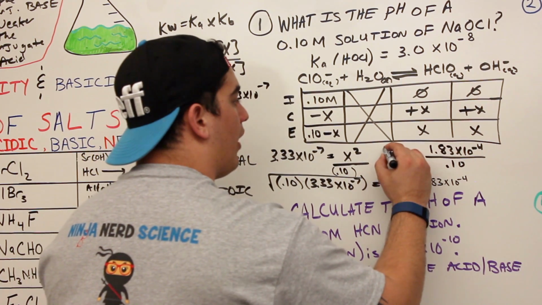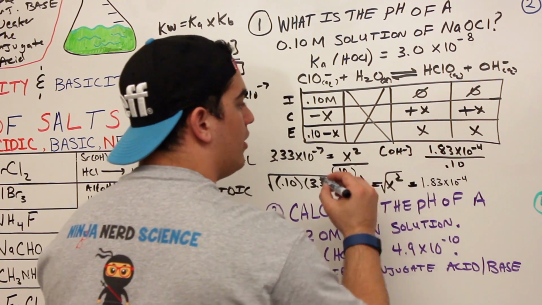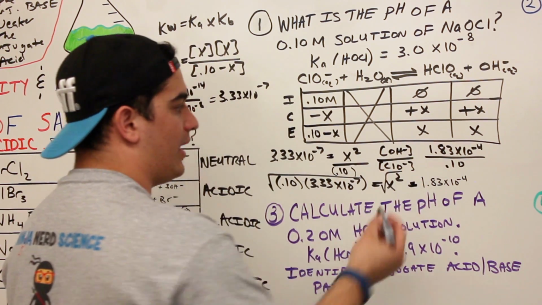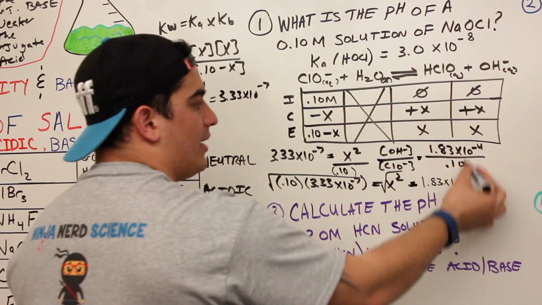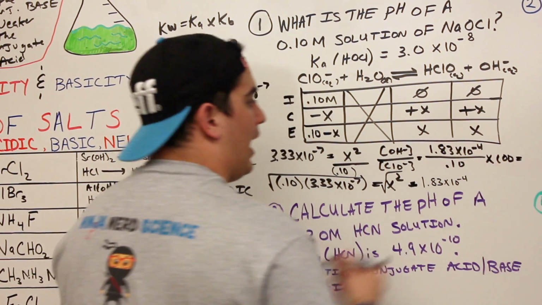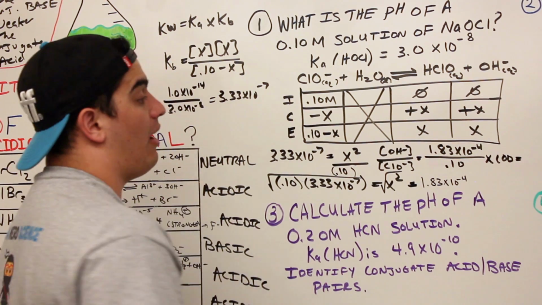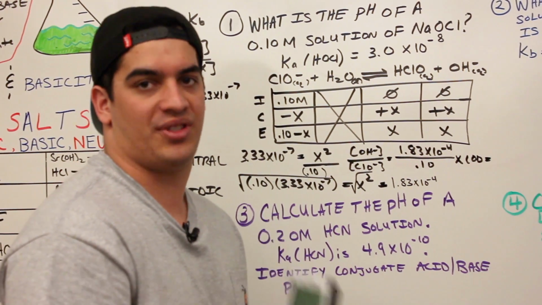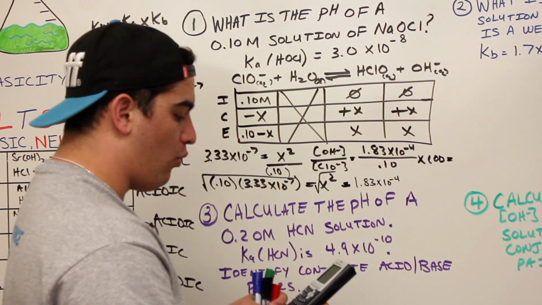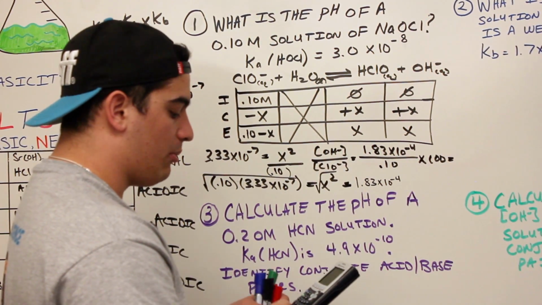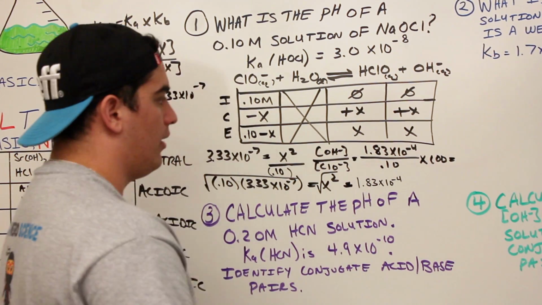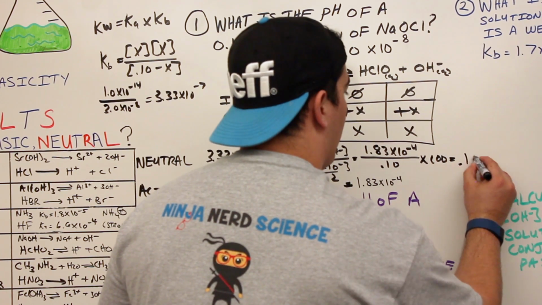So what would it look like over here? I would have hydroxide ion concentration over ClO negative concentration. That's basically what I'm doing here. I'm going to divide these, and then multiply by 100 to get a percentage, and I better hope that that percentage is less than 5%. So let's check that out. I'm going to take that number, divide it by 0.10, and multiply by 100. And I get 0.18%. Sweet. I'm digging it, 0.18%.